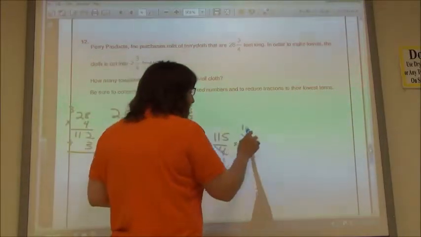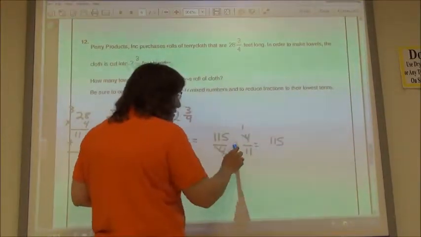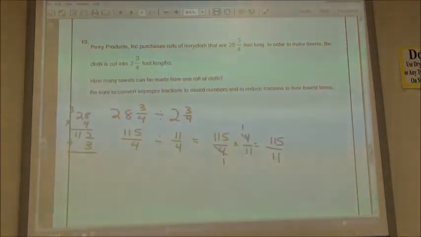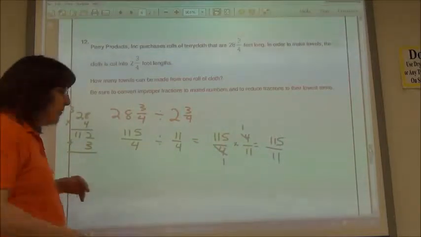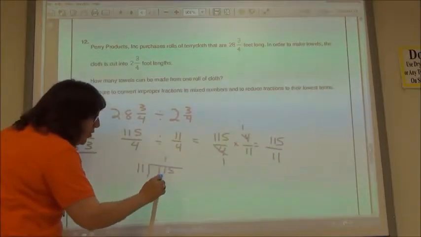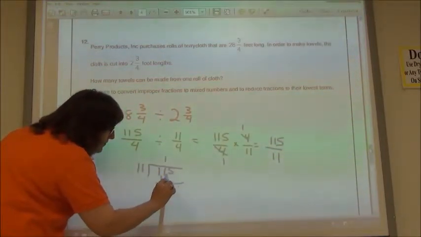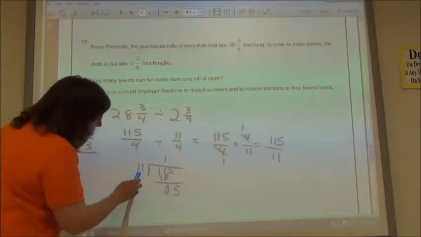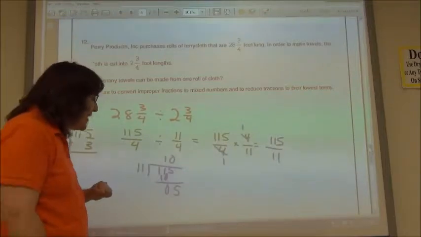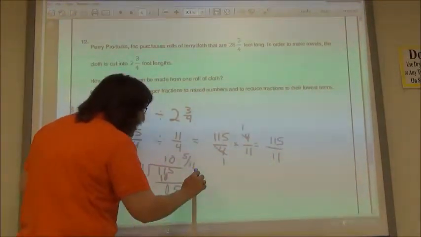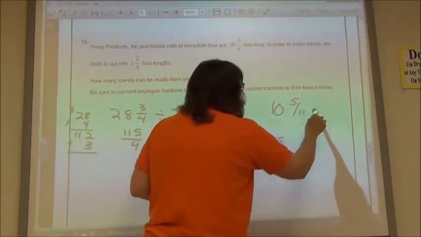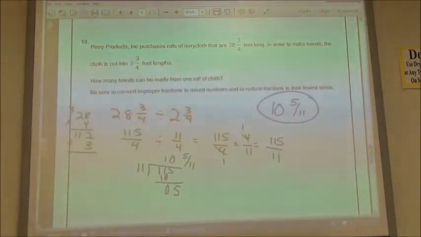So 115 times 1 is 115. 1 times 11 is still 11. And so I have 115 over 11. I end up having to divide to make my mixed number. 11 into 115. 11 goes into 11 once. 11. I get a remainder of 0. 11 does not go into 5. Don't forget to put that 0 in there. Goes in there 10 times, and I have 5 11ths left over. So 10 and 5 11ths is what I can do.